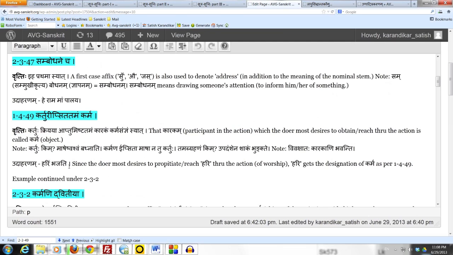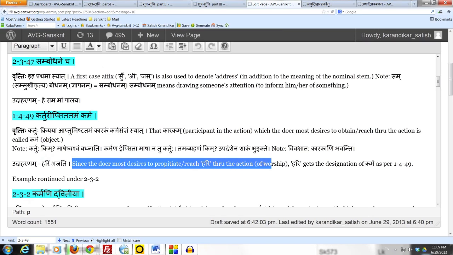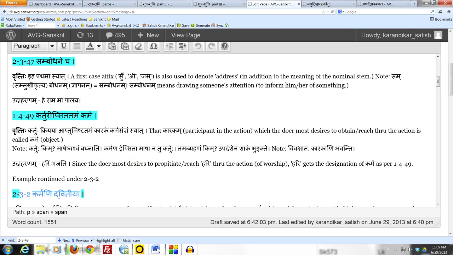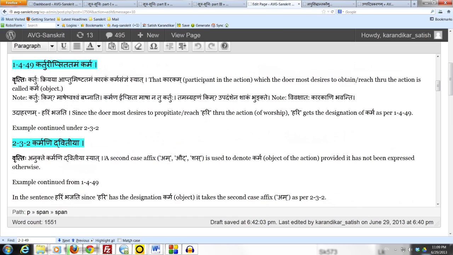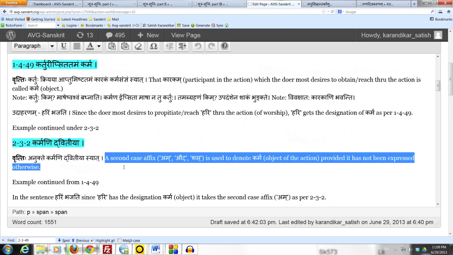The example here is very simple. Harim bhajati. Here the devotee is worshipping Hari, Lord Vishnu. Since the doer most desires to propitiate or reach Hari through the action of worship, Hari gets the designation karma as per this sutram 1449. And we are going to be taking the sutram 232 next. 232 says karmani dvitiya. It tells us that a second case affix is used to denote the object of the action, provided it has not been expressed otherwise.